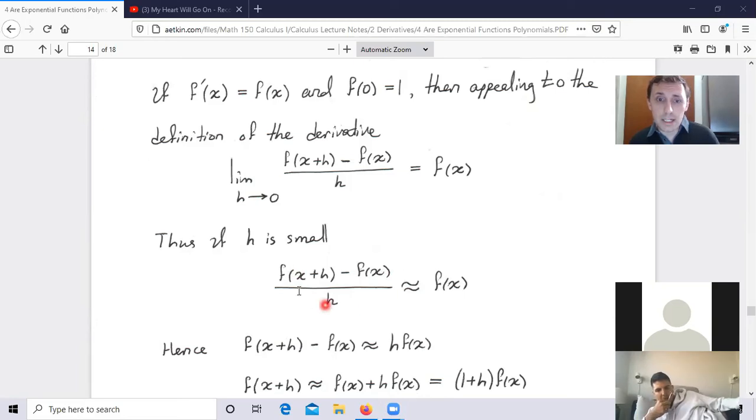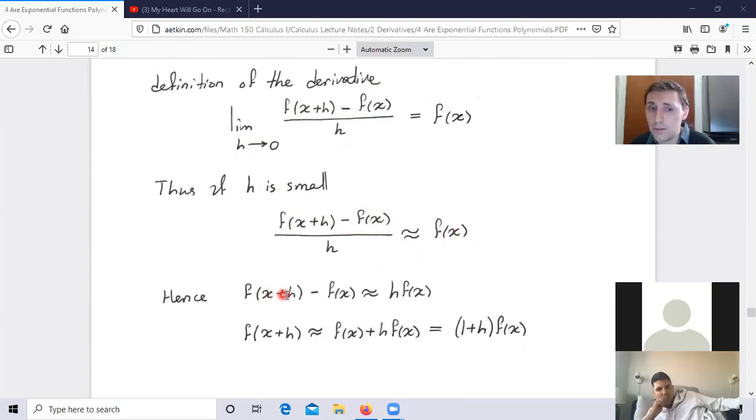So here is what it means. If h goes to 0, that's the same rough thing. Limit is just a fancy expression where h is small. So if h is small, I can say this quotient is approximately f of x, yes? And then if I rework it, f of x plus h minus f of x, multiplied by h, is approximately h times f of x, which means that f of x plus h is approximately f of x plus h f of x, which when I factor f of x out, is 1 plus h times f of x. You see that?